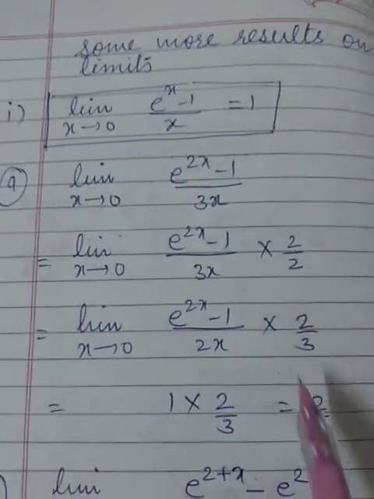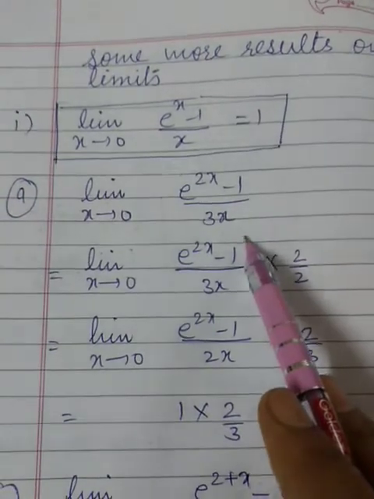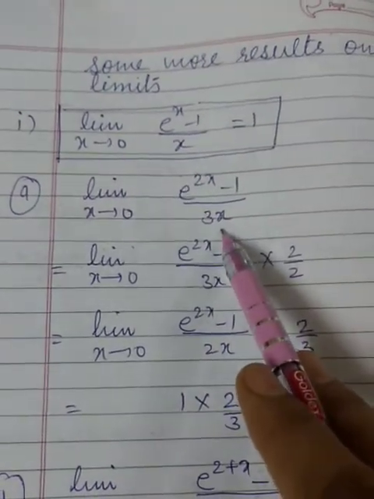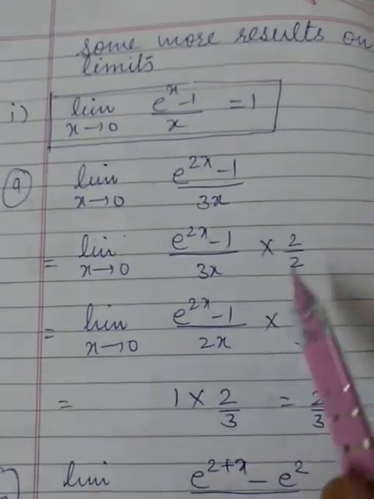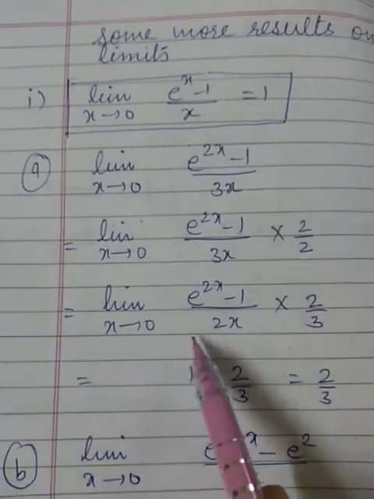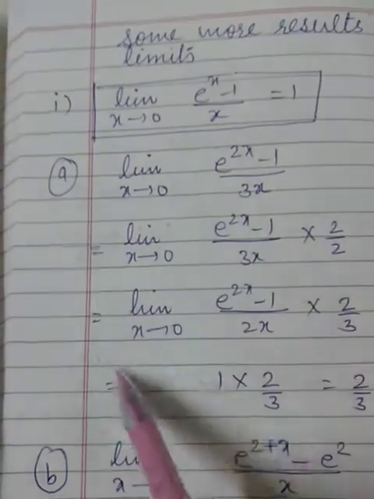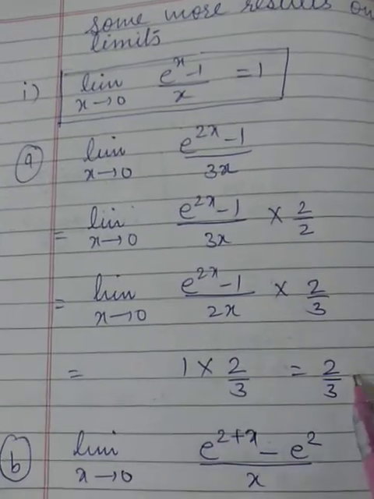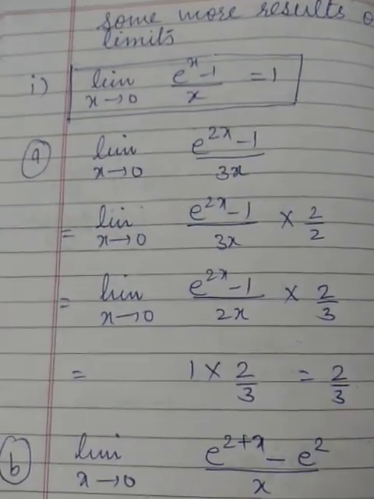Now let us take one example. We have (e to the power 2x minus 1) upon 3x. Now 2x is the power, so we need 2x in the denominator. To do this, we multiply and divide by 2. We rearrange the terms. This 2 stays as it is. We bring 3 this side and take 2 this side. Now this is in the standard form. This complete term will become 1. So 1 into 2 by 3, and we get the answer 2 by 3. In this way we use the exponential limits.